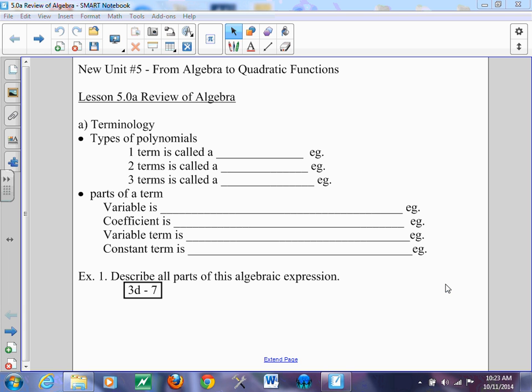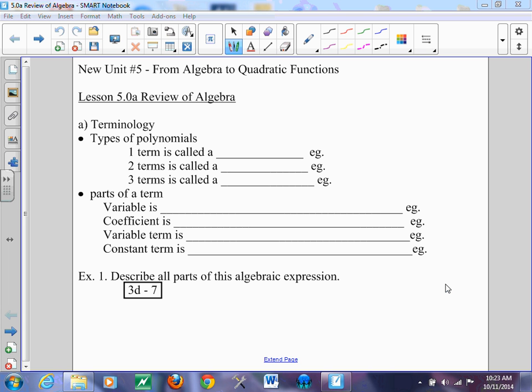For a lot of this unit, the homework will be out of what's called an algebra booklet. I personally feel that the textbook we have doesn't do enough review from algebra to get us up to where we need to be in order to relate it to quadratic functions. So we're going to start off with some terminology, just to get everybody on the same page.